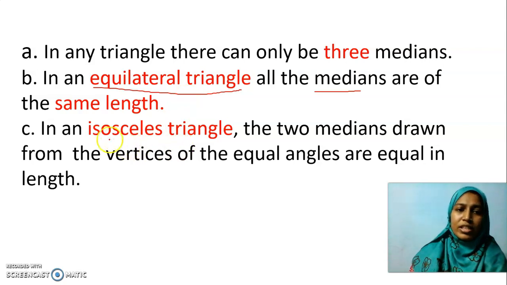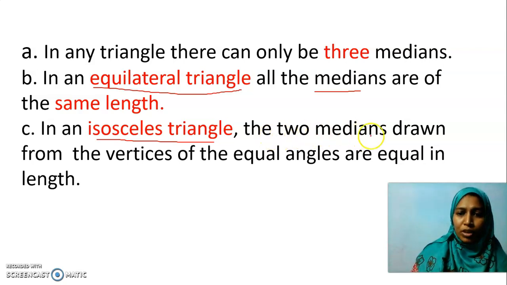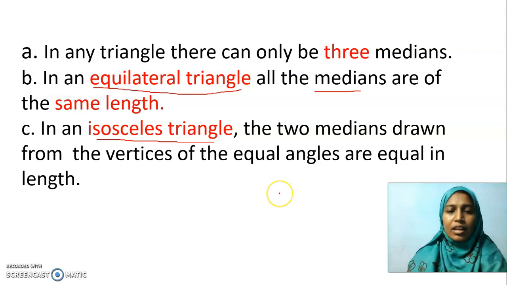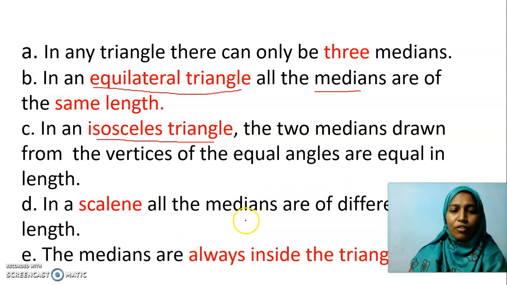Now think about an isosceles triangle. What will be the measure of the medians? Two medians will have the same measurement. The two medians drawn from the vertices of equal angles, we will have two angles equal in an isosceles triangle, those two medians will be equal in length. Is it clear? Okay, children. What about a scalene triangle? No medians are going to be equal. All are of different lengths.